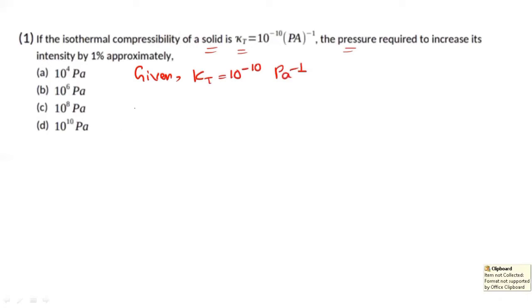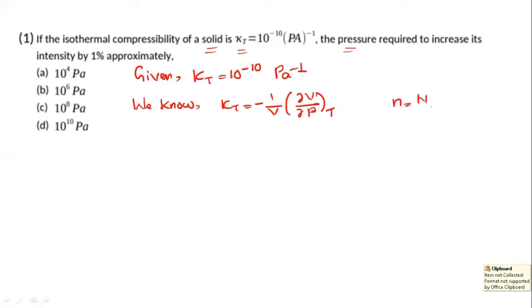And we know that the isothermal compressibility kappa T can be written as minus 1 by V, del V by del P at constant temperature. Okay. So now we will substitute here the value of delta V. We know that small n is equal to capital N by V. So this will give us the volume V equals capital N by small n.